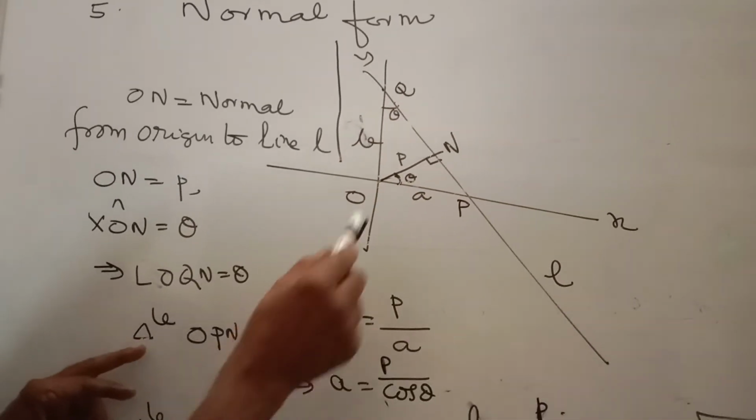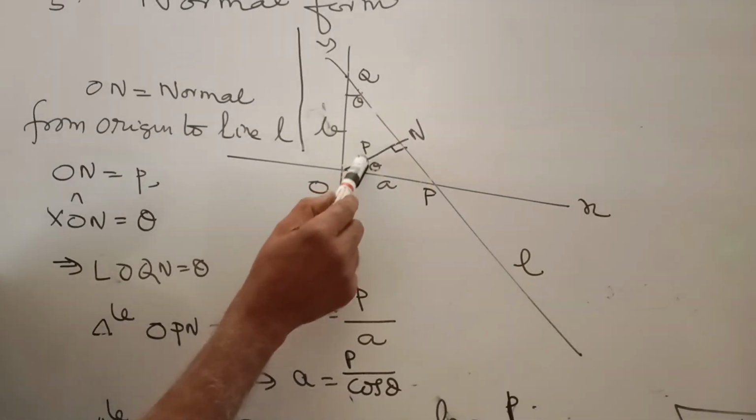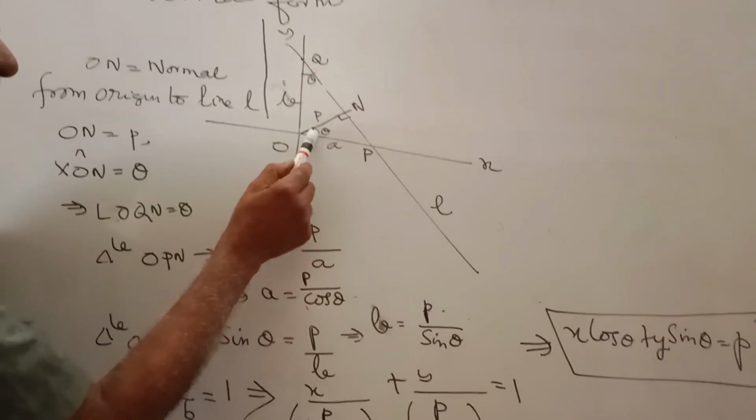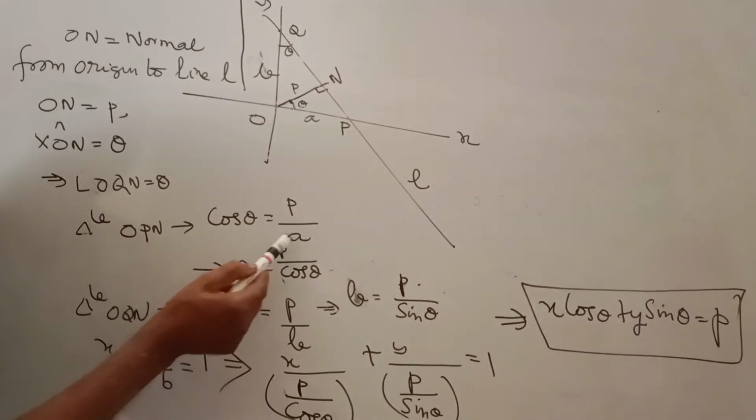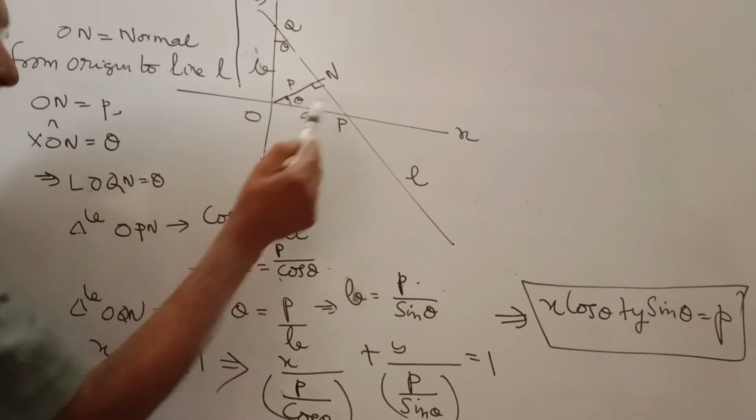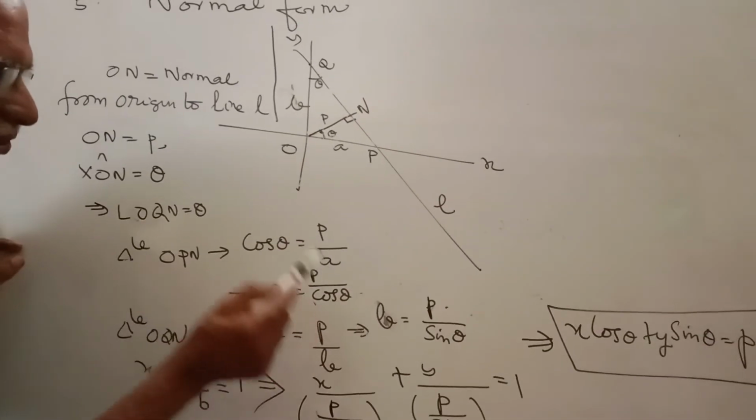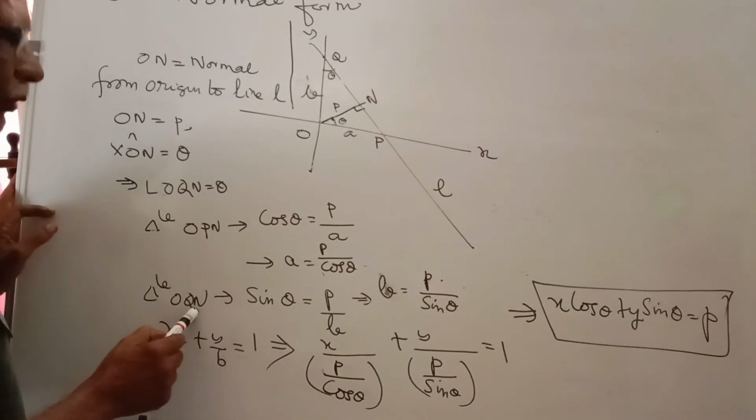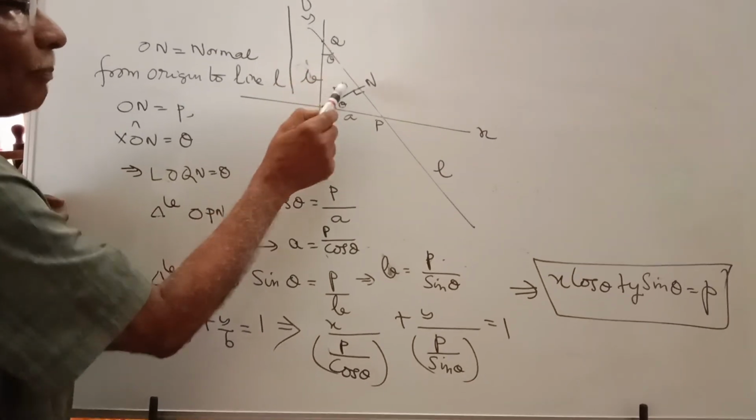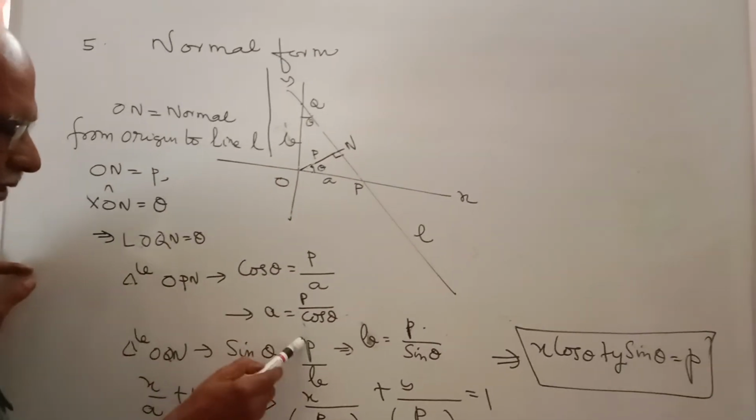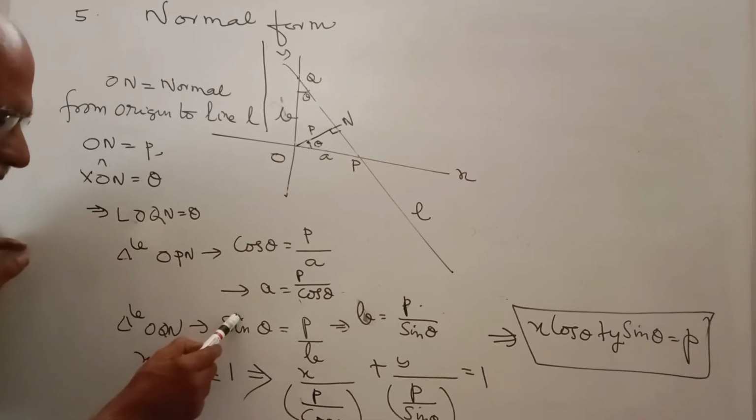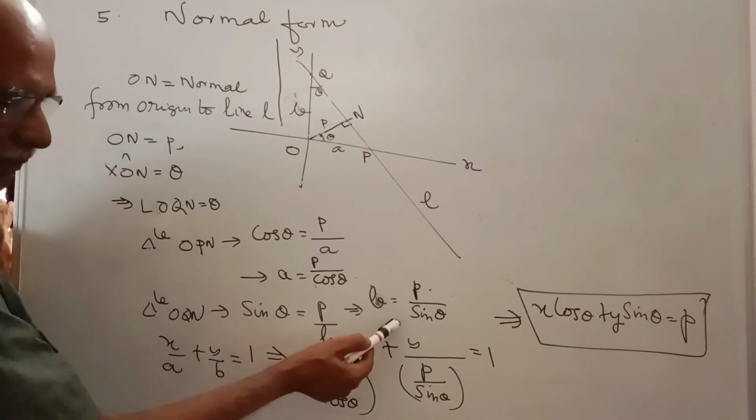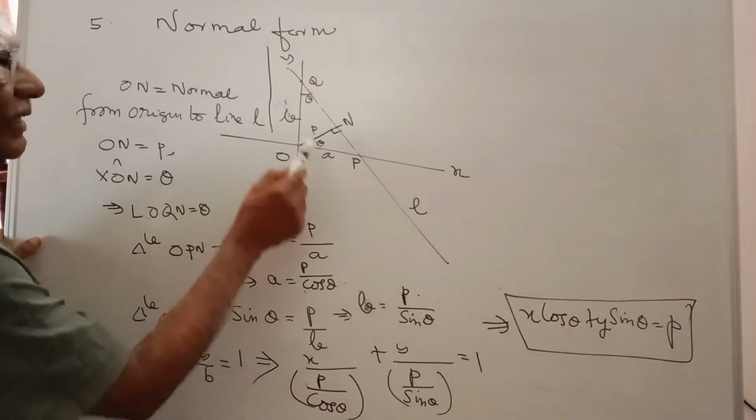Now we go to the triangle OPN. Cos theta, as you will study in trigonometry, is adjacent side by hypotenuse. Cos theta is P divided by A. We are looking for A, the x-intercept. A will be P divided by cos theta. Now from the triangle ONQ, sin theta, opposite side by hypotenuse, is P divided by B. That gives you B equals P by sin theta. So we got A and B, the intercepts.